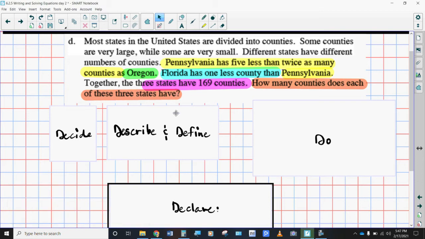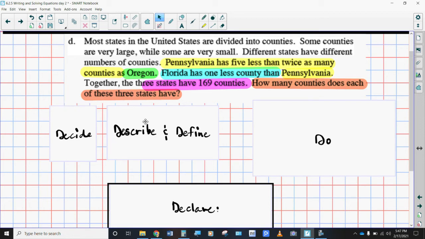All right, so this is a little bit trickier because it says Pennsylvania is being compared to Oregon, and then Florida is being compared to Pennsylvania, and which one is going to be our X? Let's read through this. It says most states in the United States are divided into counties. Some are very large while some are very small. Different states have different numbers of counties. So Pennsylvania has 5 less than twice as many counties as Oregon. So at first glance, I want to make Oregon my X, and then take Pennsylvania and say 5 less than 2X. Then it says Florida has 1 less county than Pennsylvania.